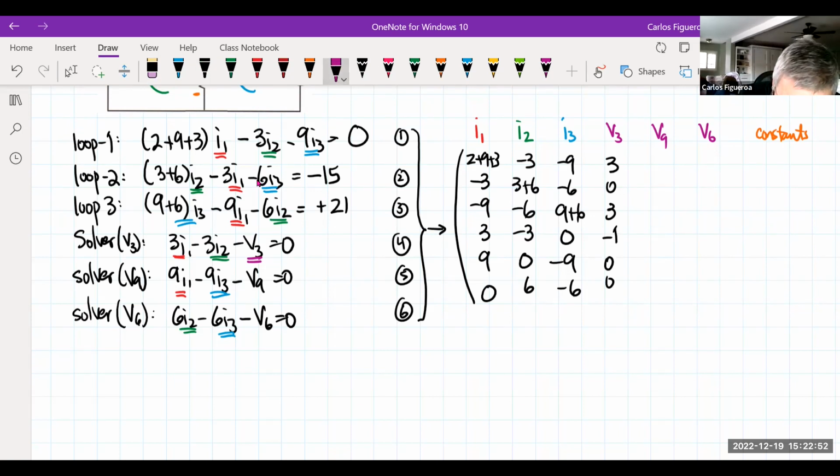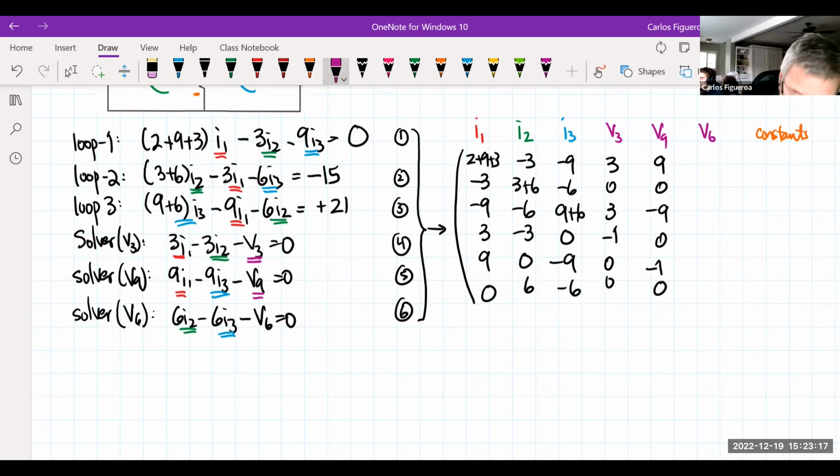Now the next one we're going to look for is V9. So V9, there's only one location for V9, and it's right here. So it's going to be -1 right there. So if I go to I3, this is going to be 9. Excuse me, that's I1. I3 is -9, and then everything else should be 0.